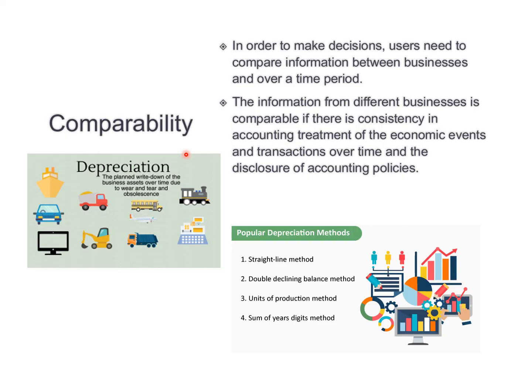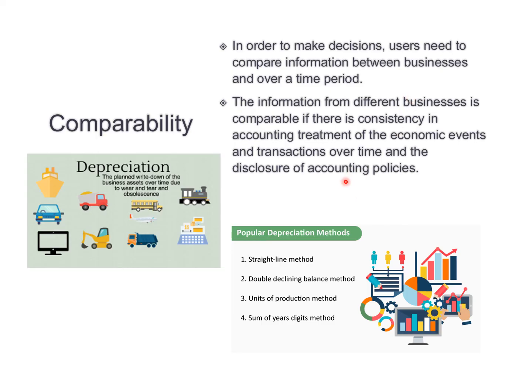Next, kita nak tengok comparability concept. So, in order to make decision, users need to compare information between businesses and over a time period. So, the information from different businesses is comparable kalau dia ada the consistency in accounting treatment of the economic events and transaction over time and the disclosure of accounting policy. So, what does it mean? To be able untuk kita compare antara business ataupun antara tahun ni dengan tahun lepas.